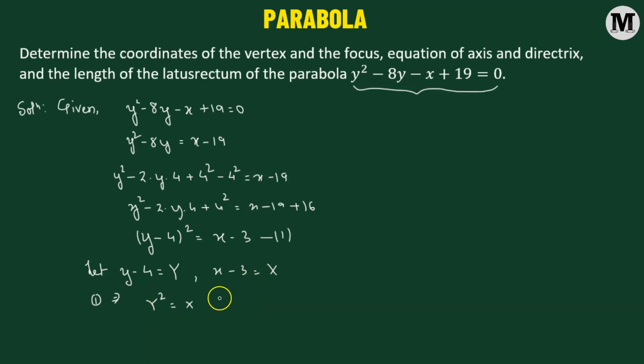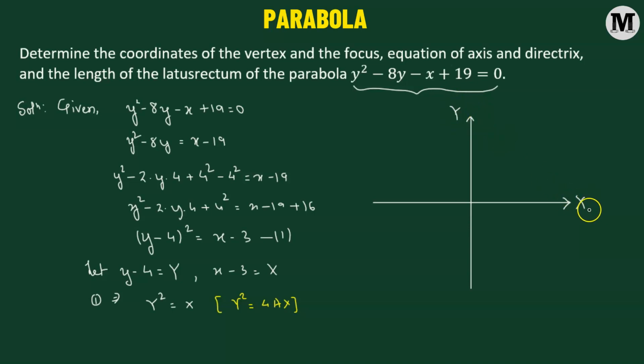Now what to do? This particular equation is comparable to the form y squared equals 4ax. This is the equation of a parabola in its standard form, and let's try to understand it graphically. Here we have the coordinate axes, the x-axis and the y-axis, represented by the letters X and Y in uppercase. Now we know that y squared equals 4ax is a parabola whose vertex is at the origin 0, 0, and it is a right facing parabola.